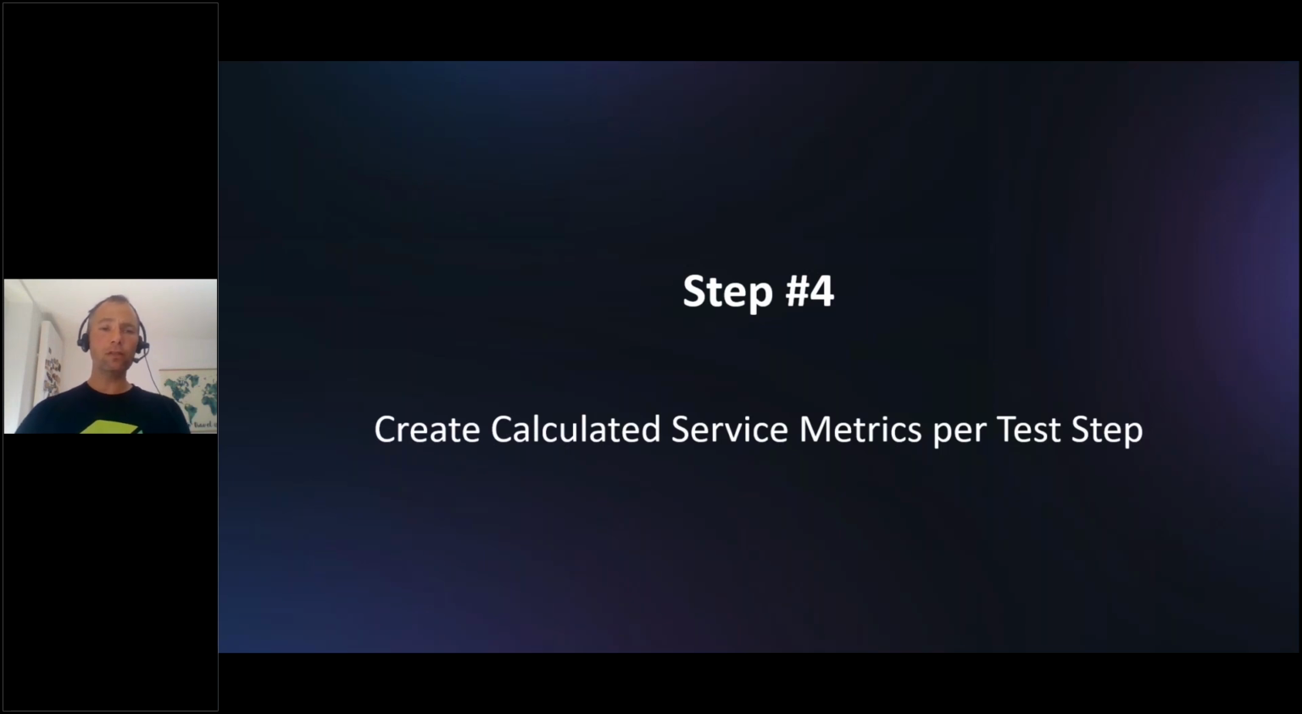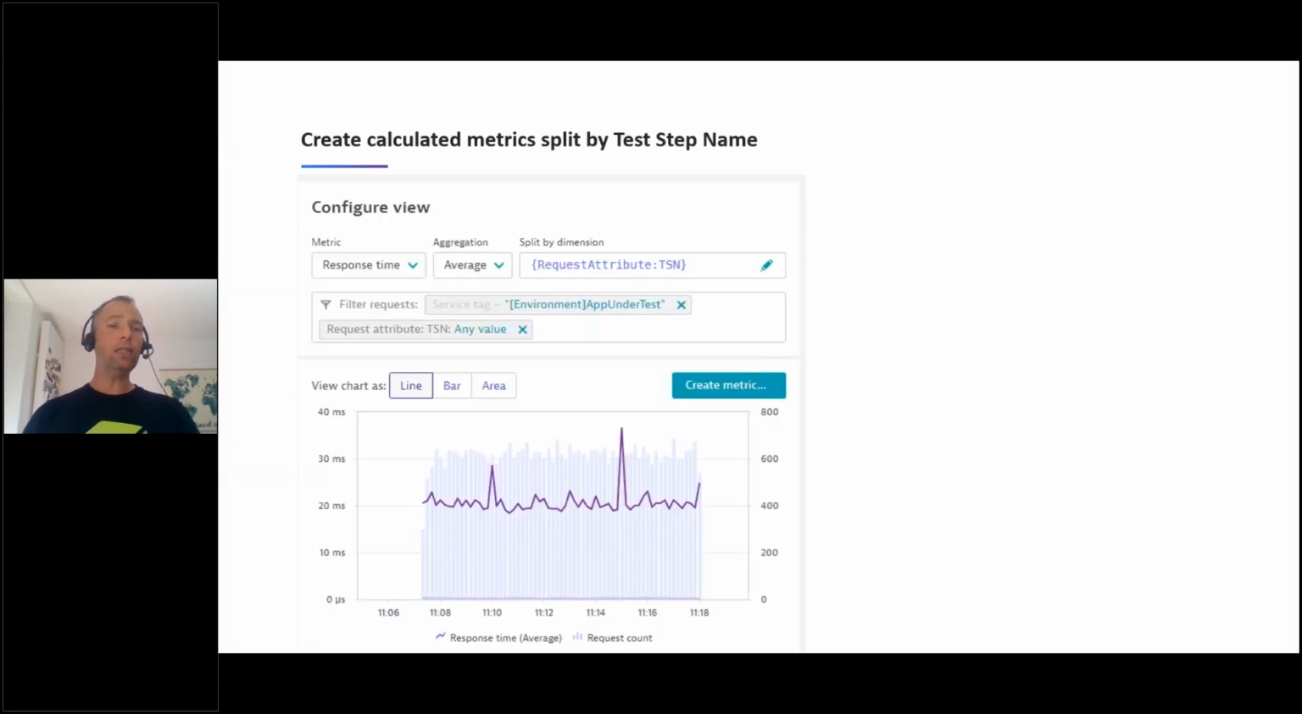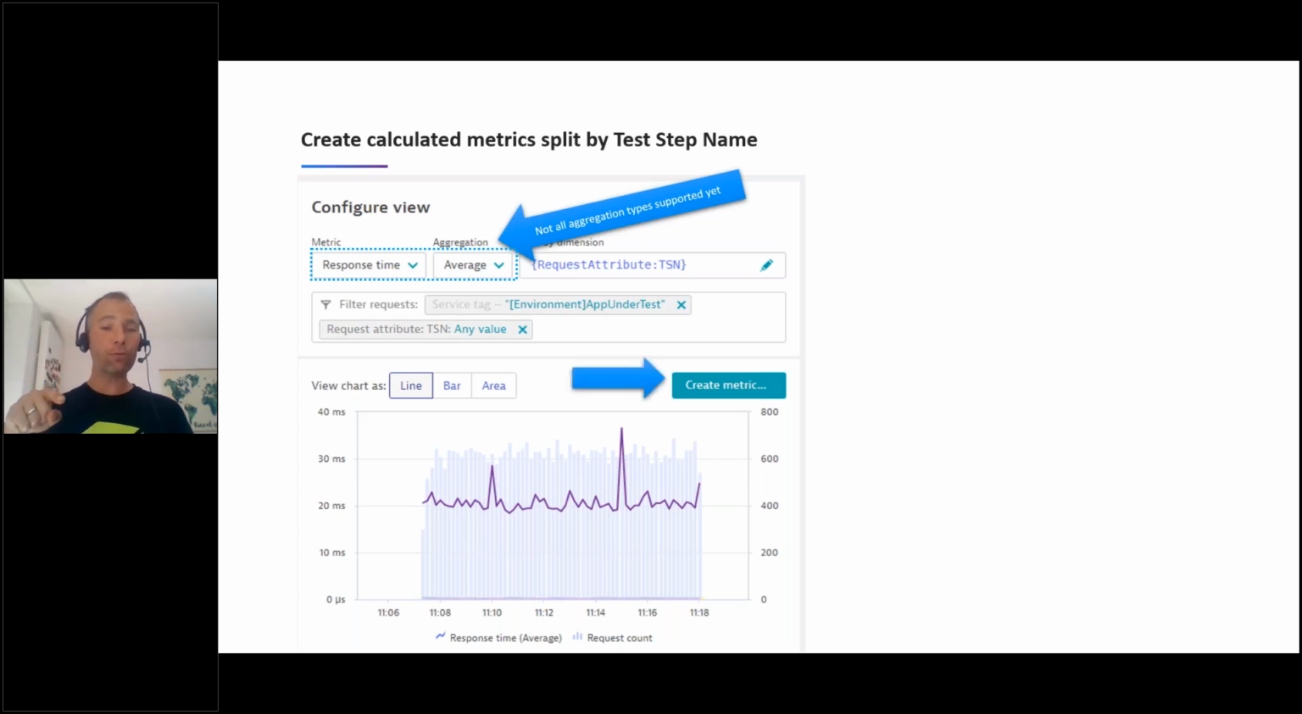And in order to do this, we can, in that same multi-dimensional analysis view that I showed you earlier, where we can do ad hoc analysis and then do the ad hoc diagnostics, we can use that same configuration screen where we then see that chart, right? We can select a metric, we can select an aggregation. I highlighted here that not all aggregations are yet supported for what I'm going to show you next, but most are. But I can say, give me the response time split by TSN and then create a metric for it.